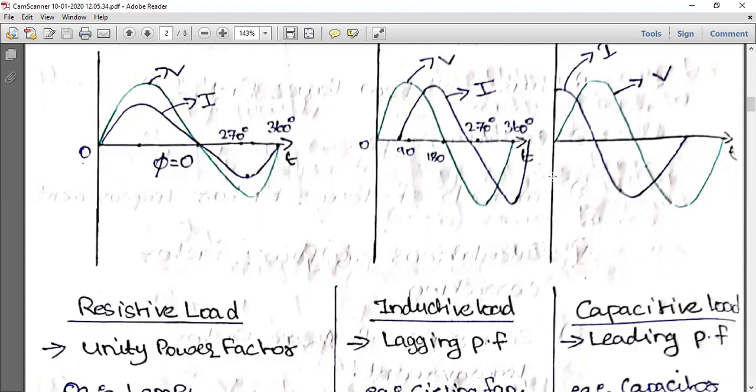So current is well ahead, because voltage is 0. Here current is not 0. So current value is already there. So it is leading the voltage. So resistive load, inductive load, and capacitive load.